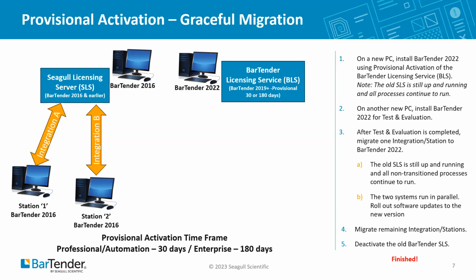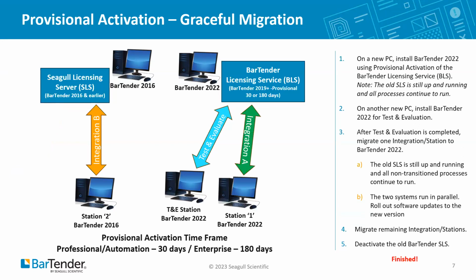On another new PC, we're going to install BarTender 2022 for test and evaluation. What you're going to do with test and evaluation is pretty much what you're looking to do going forward in regards to how you were working previously with your 2016 and earlier versions, getting it set up the way you want to emulate this in the newer environment. After that test and evaluation has been completed, and you've got the connection going, pointed from the BarTender test and evaluation over to the BarTender 2022 where you have the licensing server, you're going to migrate one of the integrations from the SLS over to the BLS integration itself.